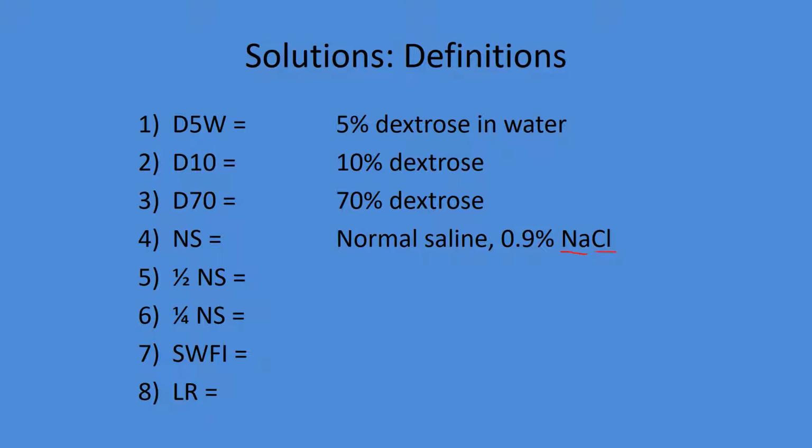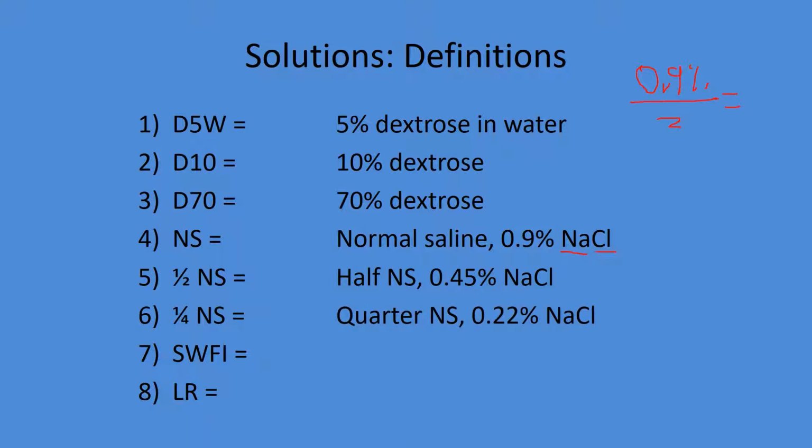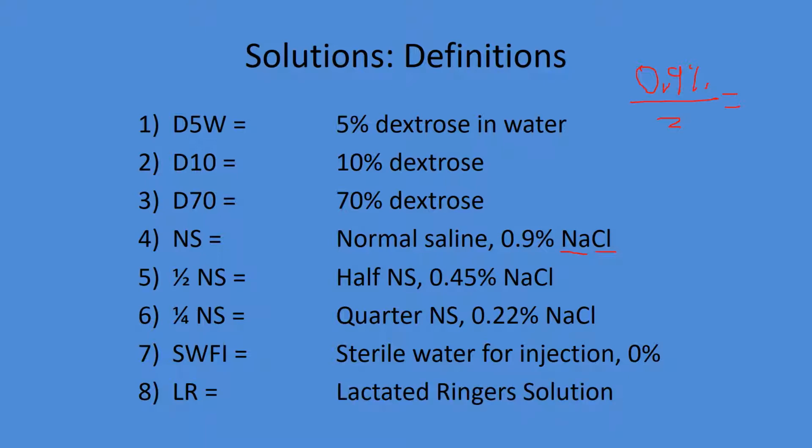If you take 0.9 and divide that by 2, you get half normal saline, and that is 0.45% sodium chloride. Quarter NS is 0.22% sodium chloride. Sterile water for injection, of course, should be 0%. And the new one for today, LR, is a common electrolyte solution. It's isotonic, and that stands for lactated Ringer's solution.